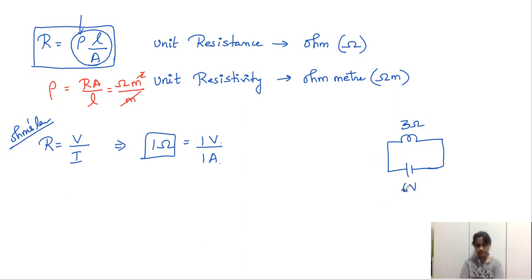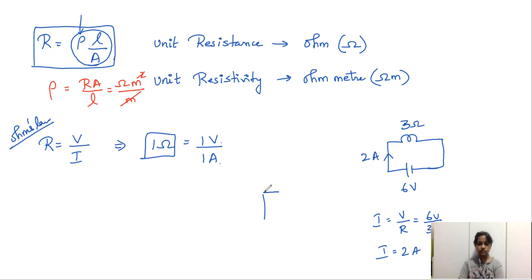Now, what changes in the circuit exactly? The current. Current I is equal to V by R. So 6 volt divided by 3 ohms. So you get I value to be what? 2 amps. So how much current will flow? 2 amps of current will flow.